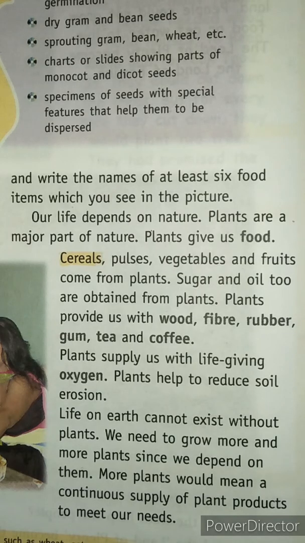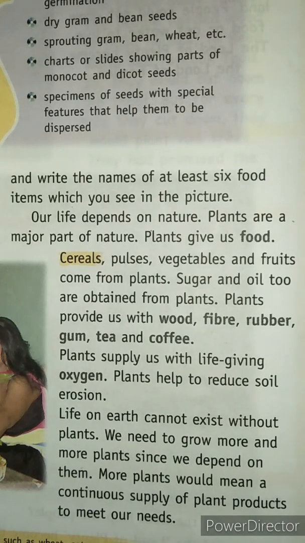Plants give us many things, like food, wood, fiber, rubber, gum, tea and coffee, and even oxygen also. The different materials that we get from the plants are cereals, pulses, vegetables and fruits, and sugar, oil. So these are the things that we get from plants.